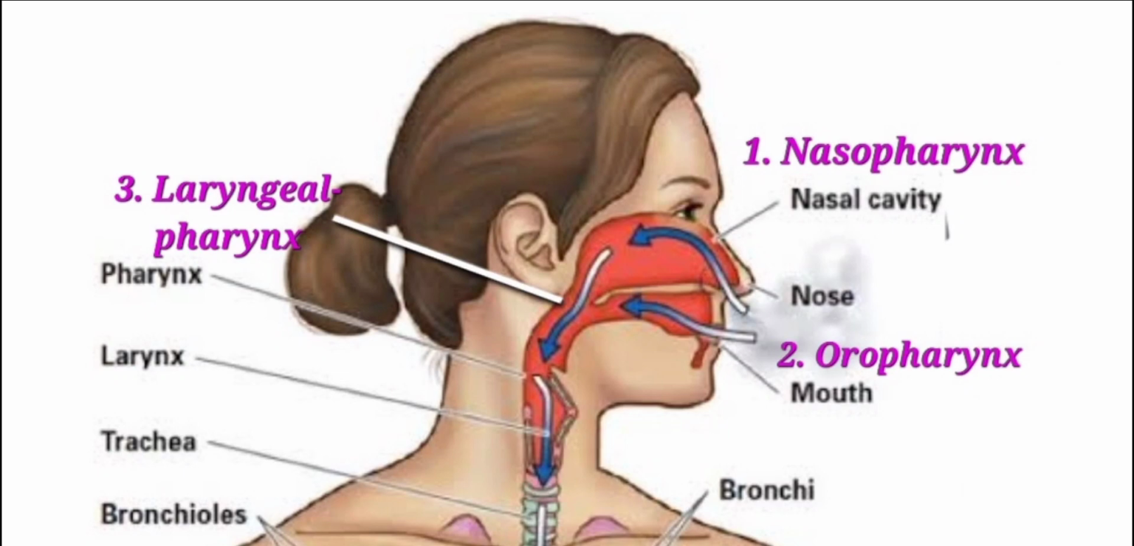So you came across three parts of the pharynx: the nasopharynx, the oropharynx, and then the laryngeal pharynx. Now you can connect to the next passage, which is called the larynx, because the word larynx came up at the end when we spoke about the laryngeal pharynx. Starting from the nasopharynx up to the larynx are considered the upper respiratory tract.